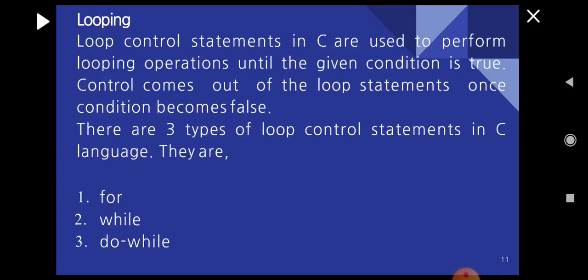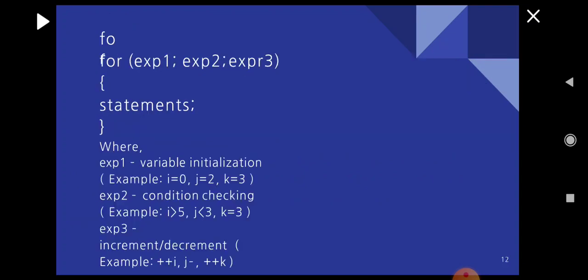Looping control statements in C are used to perform looping operation, that is recursive operation, until the given condition is true. Control comes out of the loop statement once the condition becomes false. There are three types of loop control statements in C language. They are for, while, do while.